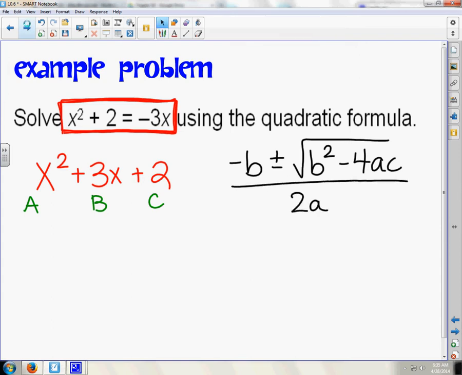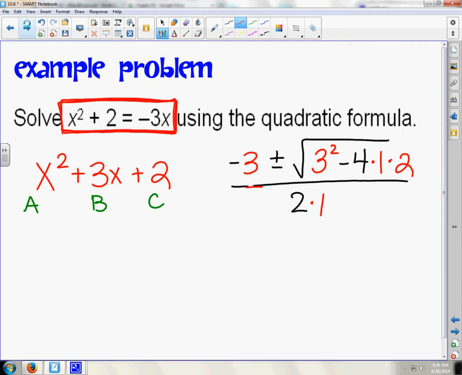Now here's the best part, what you have to remember. When you take out a b and you put in a b, that is really a negative 1 in front of it. So you need to remember that. If I'm going to take this out and put in 3, it's negative 3 plus or minus the square root of 3 squared minus 4 times a, which is 1, times c, which is 2, all over 2 times 1.